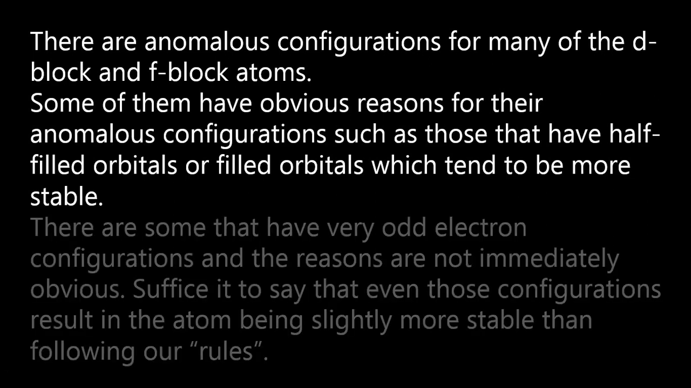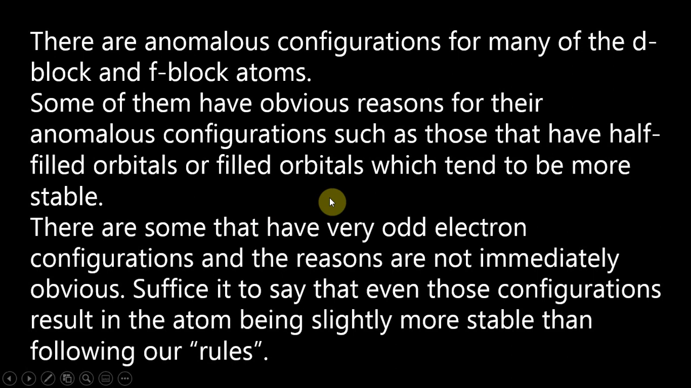There are some that have very odd electron configurations, and at this point the reasons for that aren't immediately obvious to us because we don't have a little bit more of the background that we need in order to be able to explain them properly. So we're going to leave those for upper university levels. Suffice it to say that the configurations result in the atom being slightly more stable than if we were to follow the rules. Okay, and so we go with those anomalous configurations and explain them thusly.